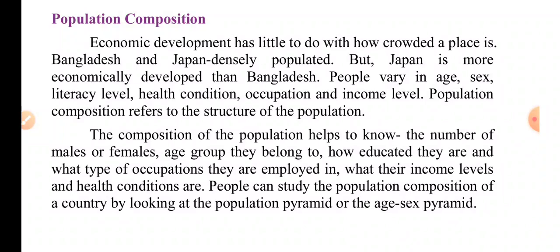The composition of the population helps us know the number of males or females, the age group they belong to, how educated they are, what type of occupations they are employed in, and what their income levels and health conditions are. People can study the population composition of a country by looking at the population pyramid or the age-sex pyramid.